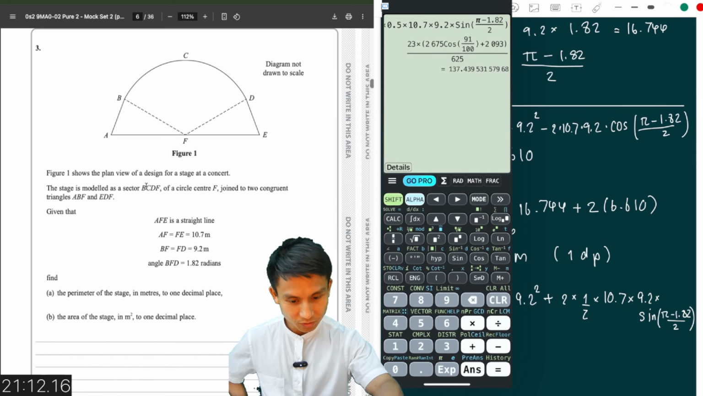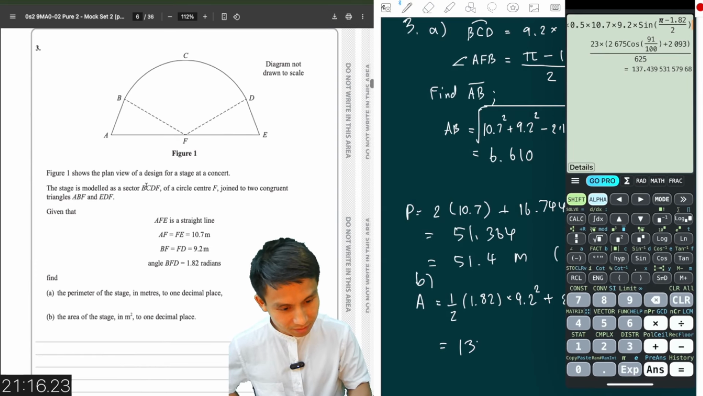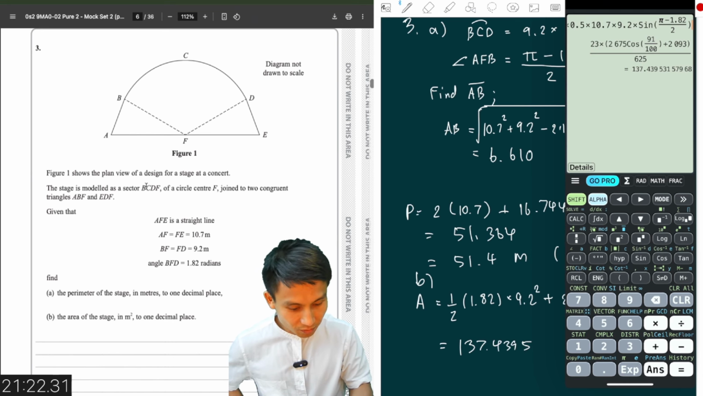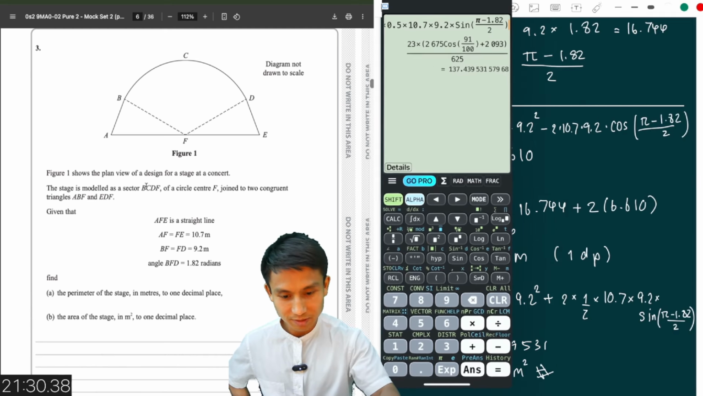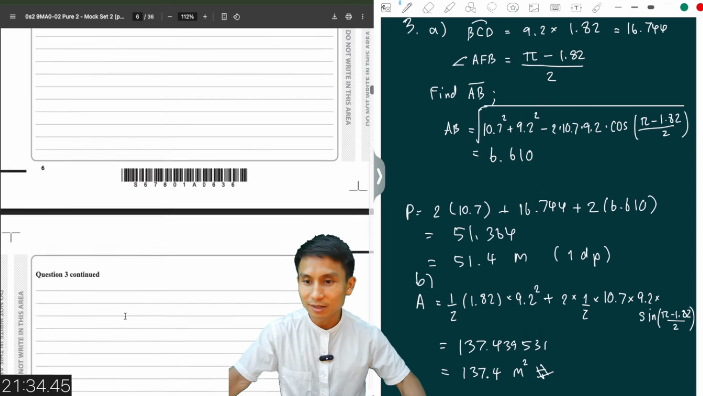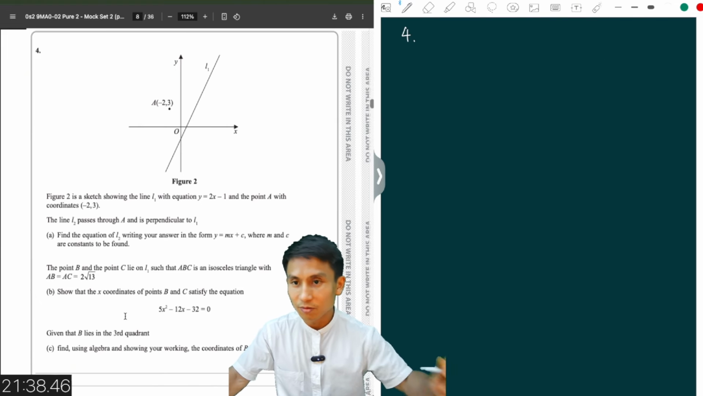You should always do it like this. You should check every time, because the calculator is tricky sometimes. I mean, it's not meant to be tricky, but if you're not careful, it is tricky. So it's 137.4 square meters. Therefore, that's the answer. Okay, so question 3 is done. Next, question 4.